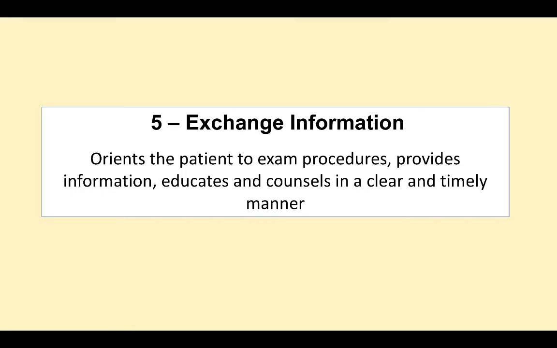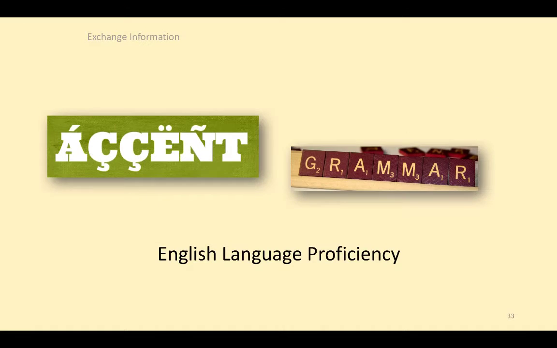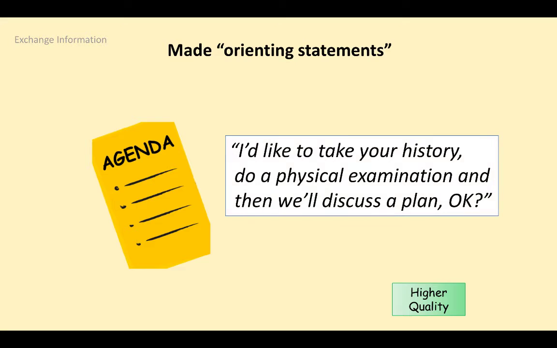Exchanging information where they would orient you, the patient, to exam procedures, providing information, educating and counseling you in a clear and timely manner. And again, this could be affected by their accent or grammar. In many ways, this dimension is closely linked to eliciting information. So you're looking at how well they can explain things. So there may be a relationship between a score here in information exchange and how they score on English language proficiency.